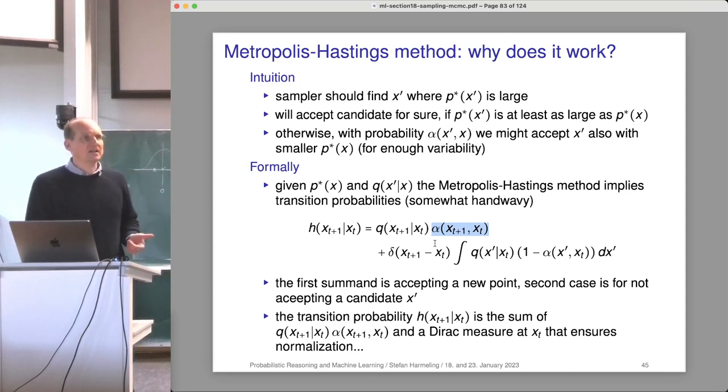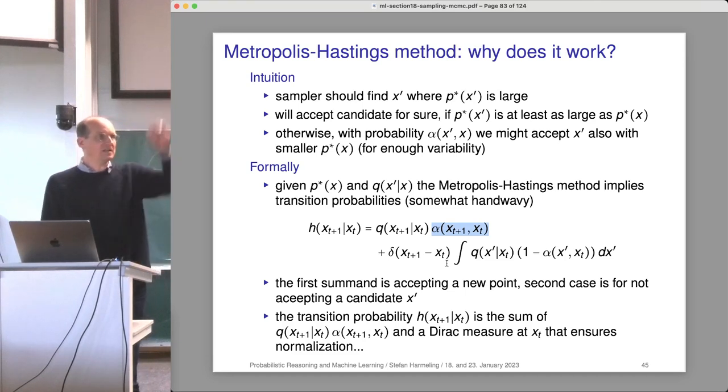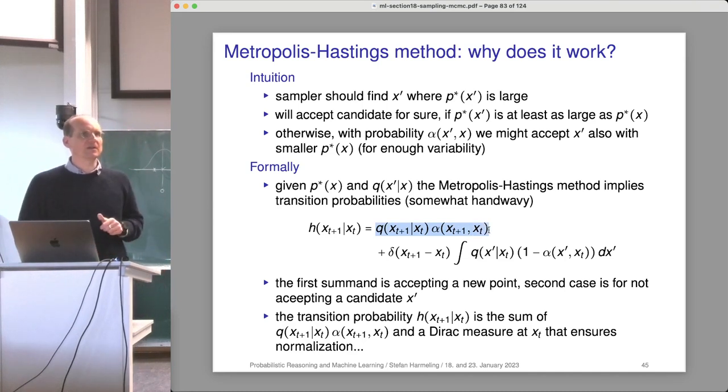However, if I didn't accept it, if I just stayed where I was, that happens if x_{t+1} is equal to x_t, and they have this infinitely high delta peak that then gets scaled with some other probability. And so what is this probability in the end? That's basically 1 minus the integration of this probability over all possible values x_{t+1}.